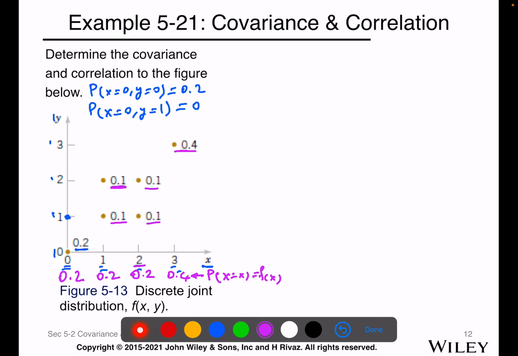Similarly, I'm going to calculate f of y. So again, for y equal to 0 it is going to be 0.2. For y equal to 1 it is going to be the summation of these two guys. So that's again 0.2. This guy is again 0.2. And the last guy, which is 3, is going to be 0.4, right? So what I wrote here is f of y.